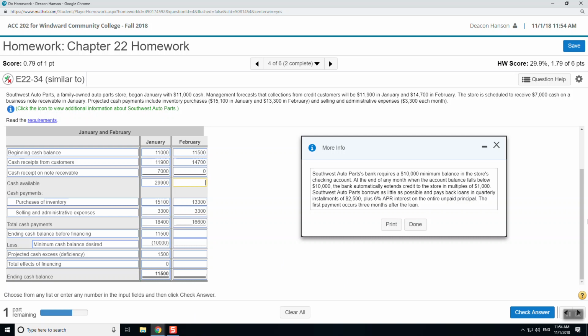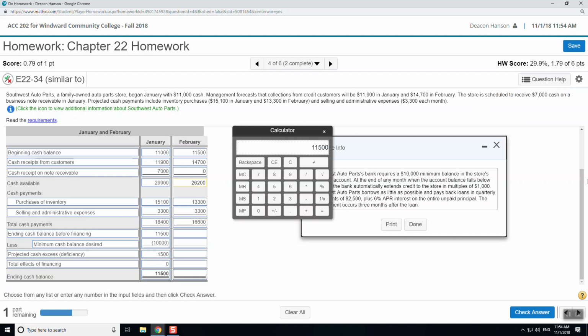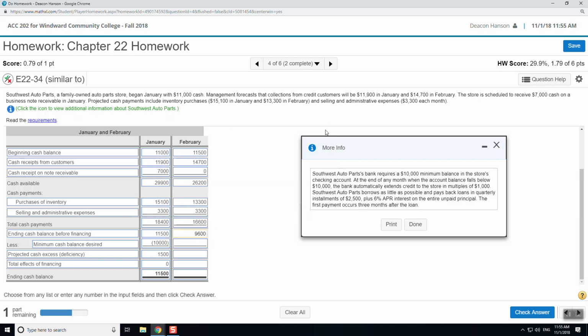Okay, and then we can do the same thing for February. Tally up, so I'll have, let's see, 26,200. Wait, is that right? This one is different. Did we add the... Okay, so we're okay. Then we'll subtract the total cash payments from the cash available. And we get 9,600. Okay. So then we do the test. We test it against 10,000. Okay. And we figure that we're shy of 10,000 by 400.